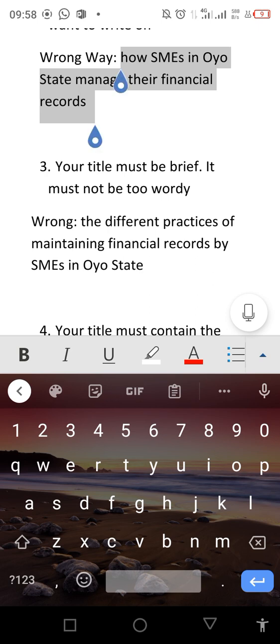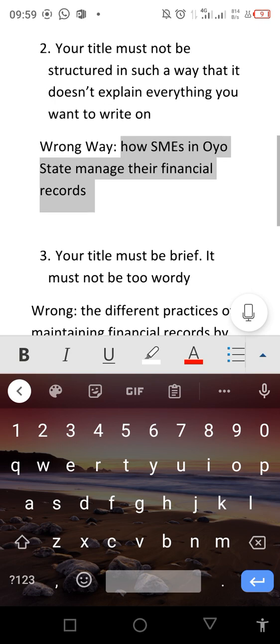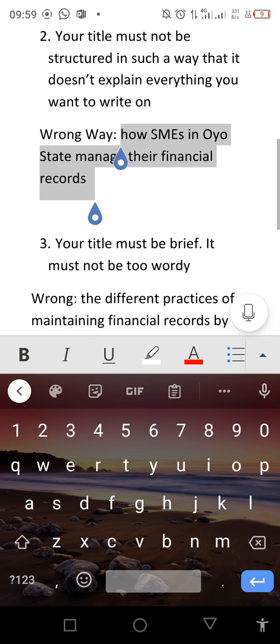In fact, the way you structure your topic shows how good you are. It shows that you know what you're trying to talk about, that you are good at writing an article, that you are good at writing a project. Your level of expertise, your proficiency, begins with the way you structure your research title. So please keep that in mind. Do not structure your title in such a way that it explains everything you want to write on at a glance.